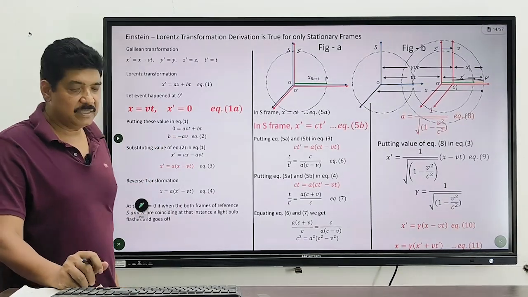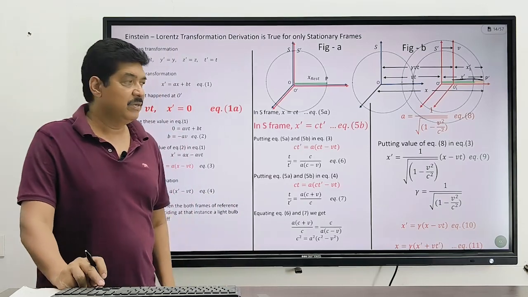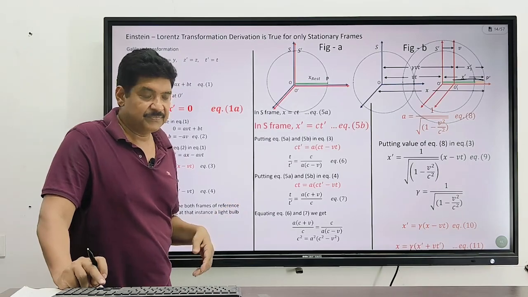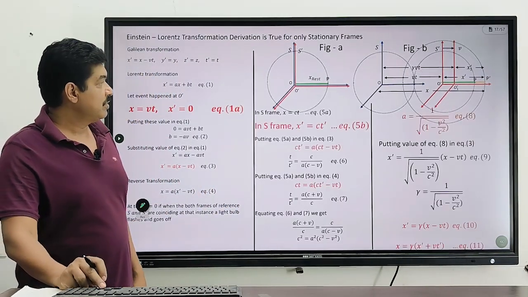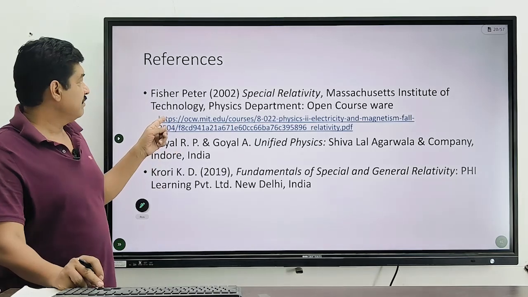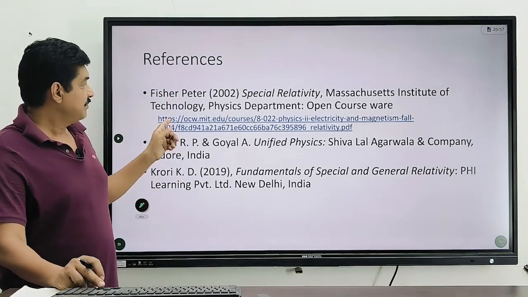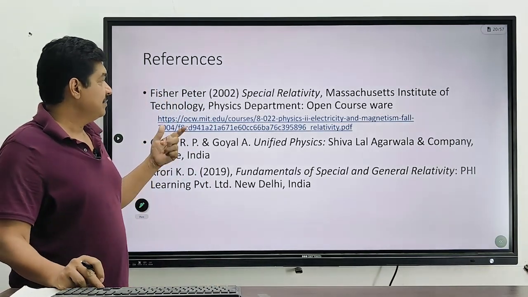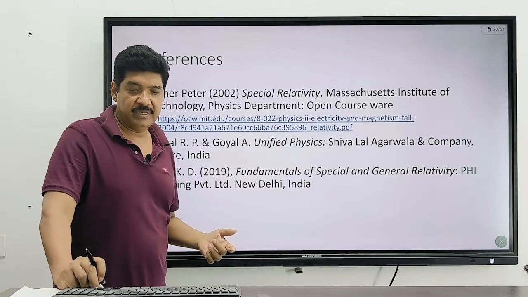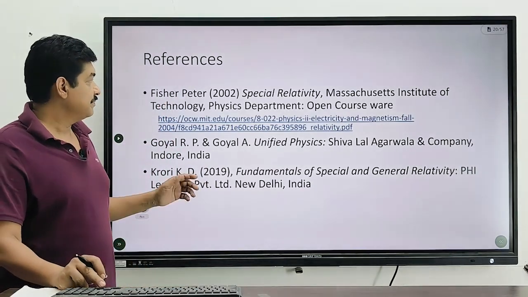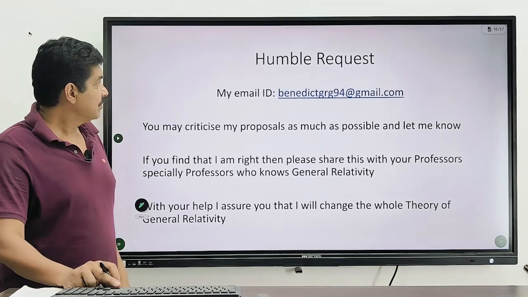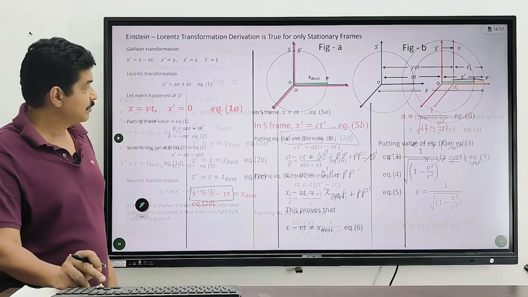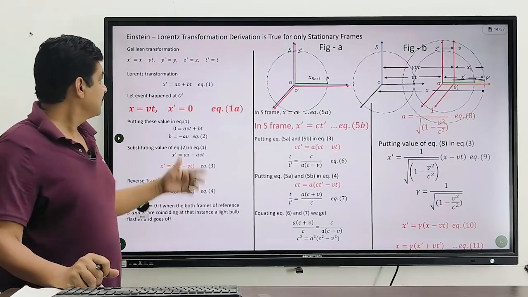So here comes the derivation. This derivation I have verified from many books, even through the net, and the main source of this derivation is given by Mr. Peter Fisher. He is an ex-professor of MIT, and this is a link. I'll provide you the link in the description box. So this is the derivation, right?